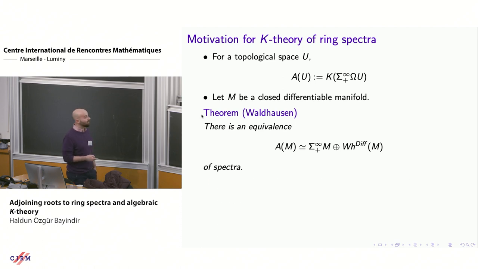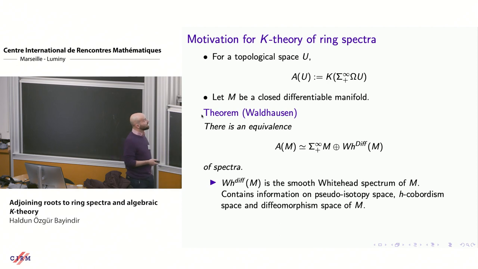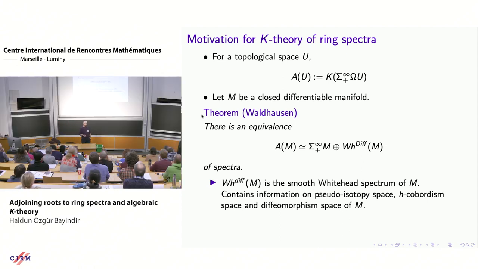So what is the smooth Whitehead spectrum? It's a spectrum built out of the pseudo-isotopy space of M through some sort of stabilization procedure. The interesting fact about it is that it contains information regarding pseudo-isotopy space, h-cobordism space, and diffeomorphism space of M. So here, basically, Waldhausen says that now we have a new direction to study these properties of manifolds, and that's through algebraic K-theory.